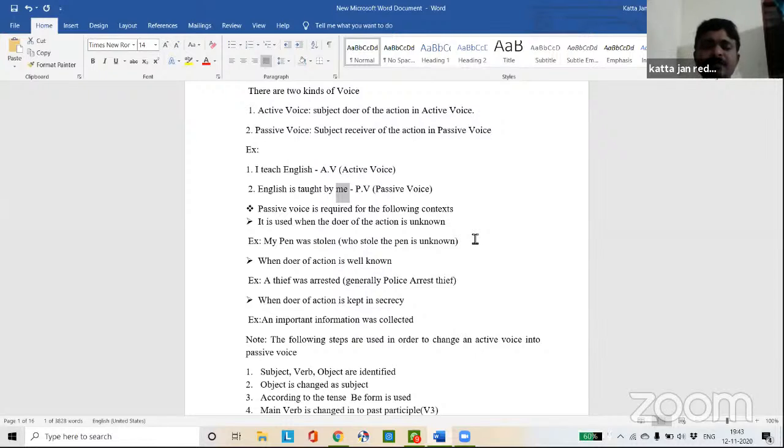Okay. Next, when the doer of action is kept in secrecy, we know the doer of the action, but we don't want to reveal the person, the doer of the action, right? So even in that situation, we use passive voice. For example, an important information was collected. Who collected it? We don't know. Of course, we know, but we don't want to reveal.